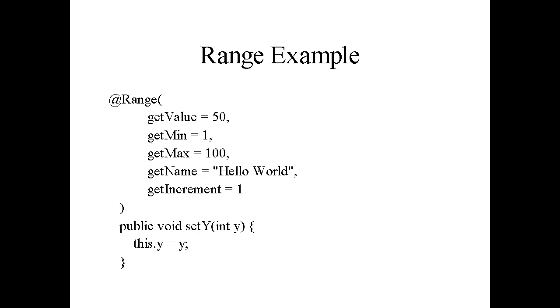So here's an example where we have the range. We've got the minimum and maximum, a default value, a name that would appear for the variable, and an increment that could be used. For example, a spinner could increment by 1. So now when you set y, you know it's a number between 1 and 100 with a default value of 50 and a display label of hello world. Meanwhile, if you wanted to just use the business logic for setting y or doing some kind of computation with y, this annotation doesn't slow you down at all.